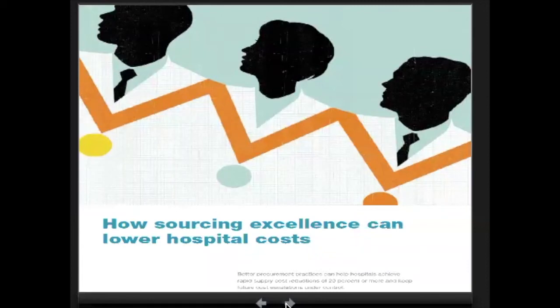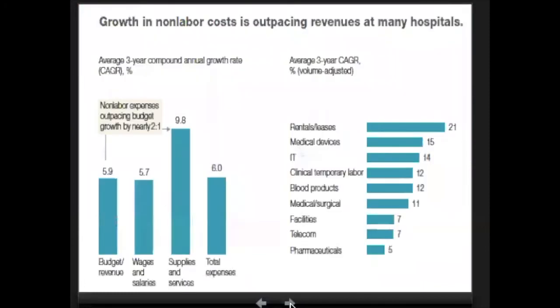The second article is how sourcing excellence can lower hospital costs. In this article, we are looking at the overall cost that organizations are incurring with their supplies and services. So the supplies and services is growing the fastest in terms of the non-labor expenses within the healthcare sector. And that means that we need to somehow curtail that increasing cost on supplies and services.